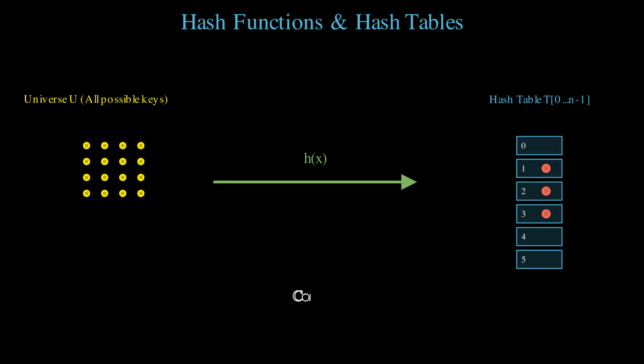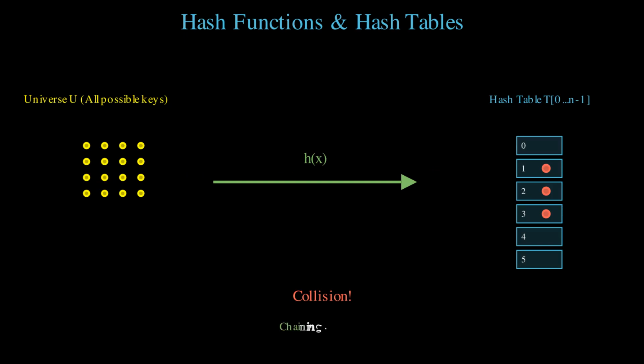But what happens when two different keys hash to the same slot? This is called a collision, and it's a fundamental challenge in hash table design. Watch as this new key also maps to slot 1, which is already occupied.